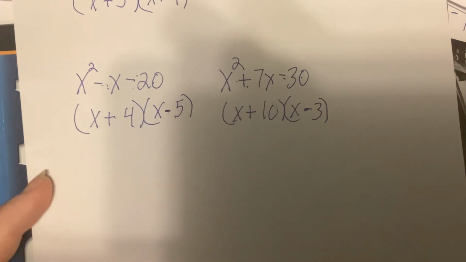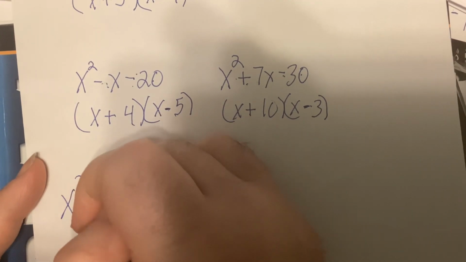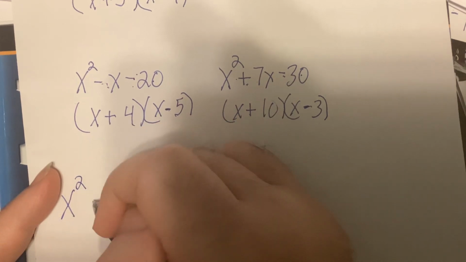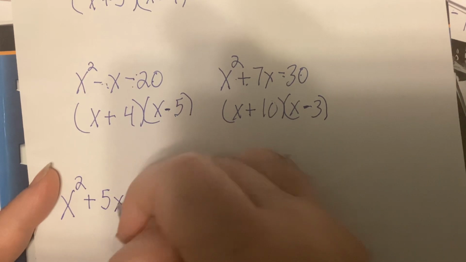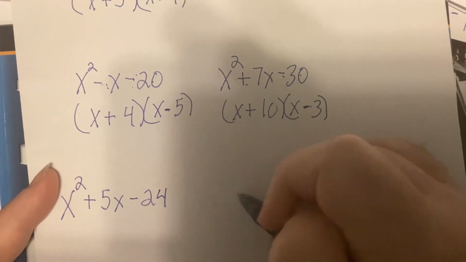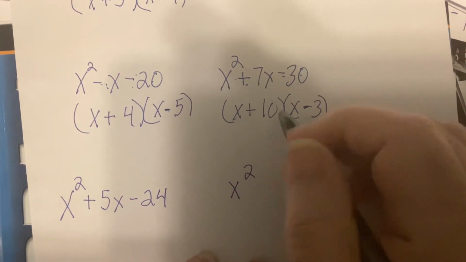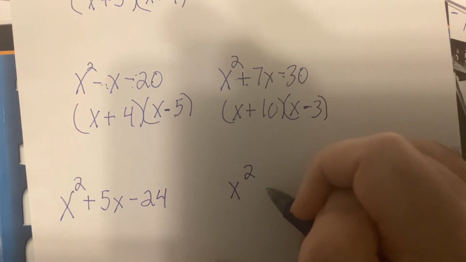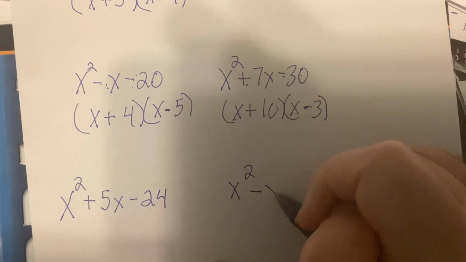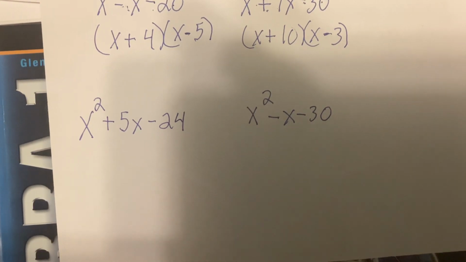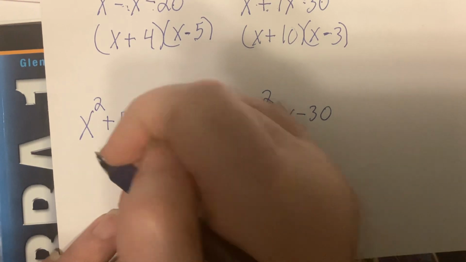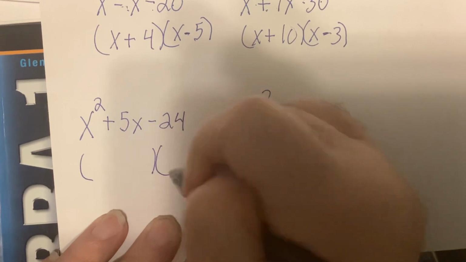So try a couple for me, please. X squared plus 5x minus 24. X squared minus x minus 30. Do those 2 for me, please, and then turn it back on. Okay.